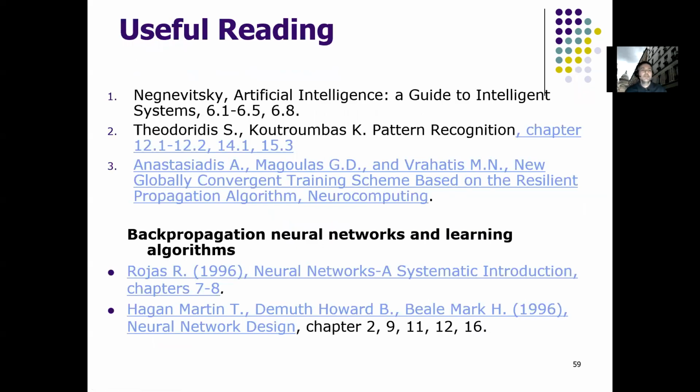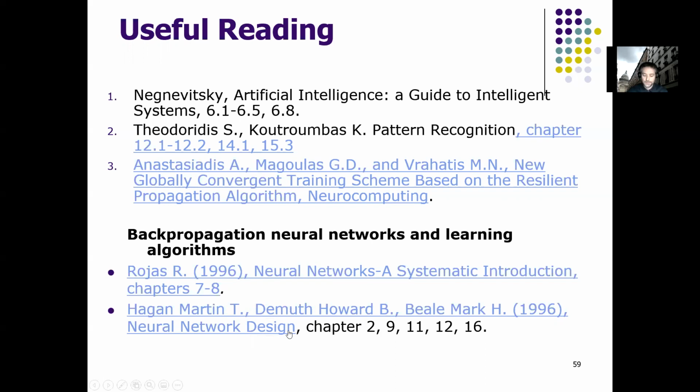So these are the sources I used today. We go back to Negnevinsky, which is the core text, and I have some specific chapters for you to read. And for the idea of unsupervised clustering, specific chapters from this book by Theodoridis and Koutroumbas on pattern recognition. This is the paper that introduced the globally convergent version of the RPROP algorithm, which is included in the R neural network package. And these are some references to books which are available online, specific chapters which cover the material that I presented today.